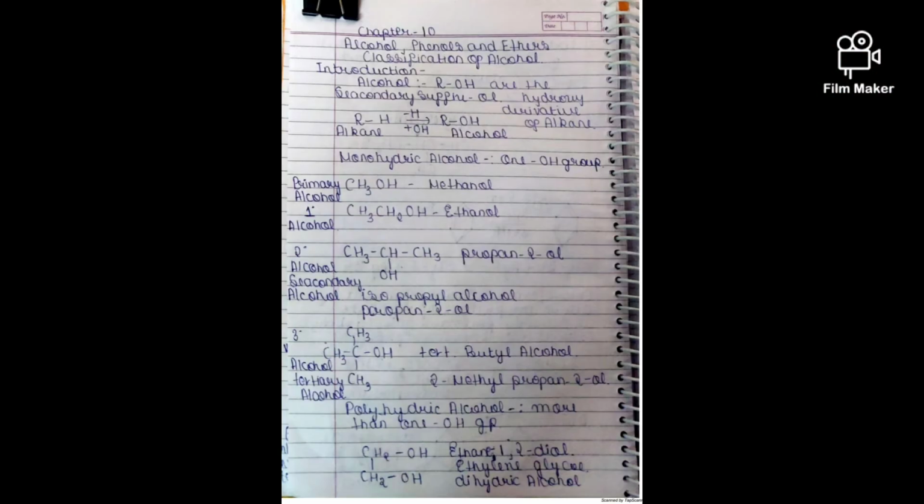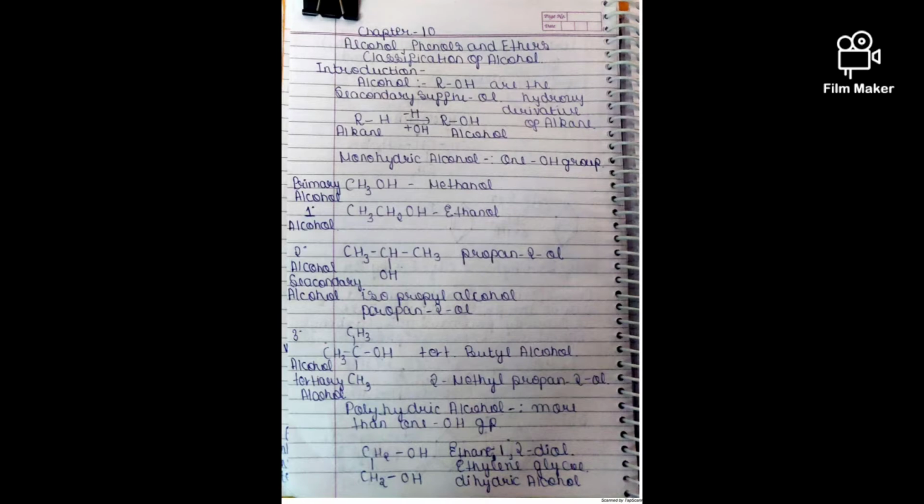Start with class 12th chemistry, chapter number 11, alcohol, phenols and ether. In alcohol, phenols and ether, in today's lecture we will do classification of alcohol. So basically we must know what is alcohol. Alcohol, ROH, is the hydroxy derivative of alkane and its secondary suffix is -ol.